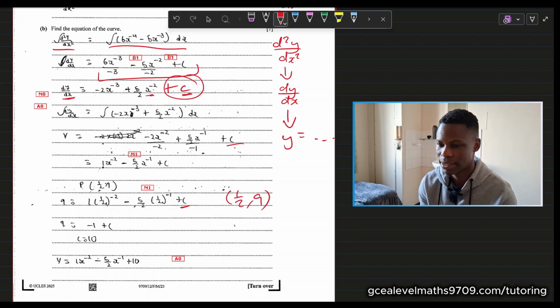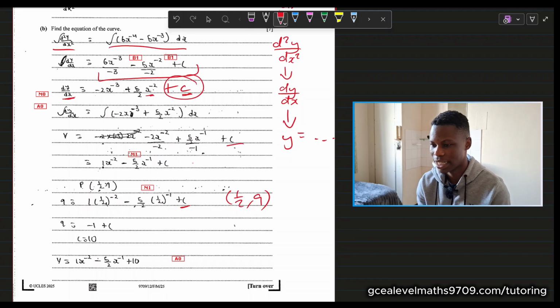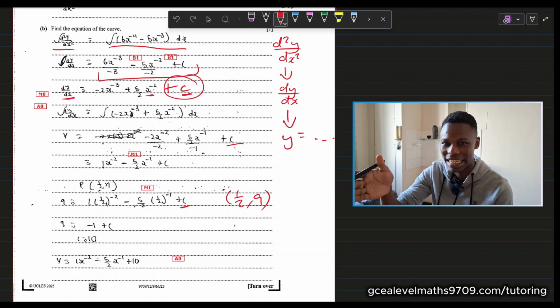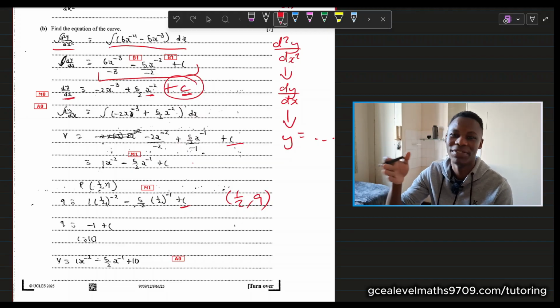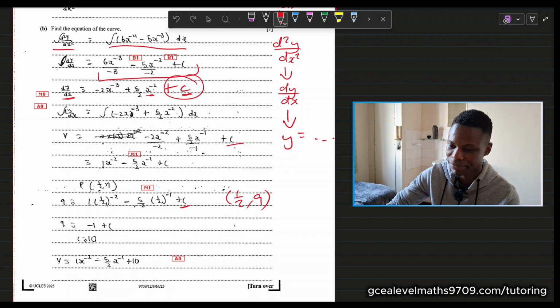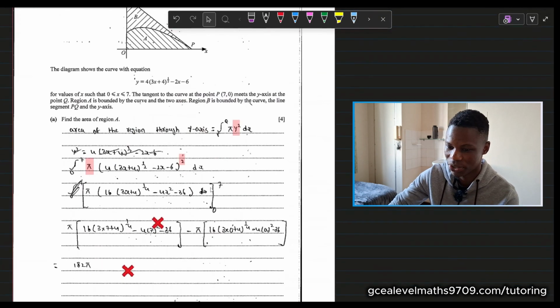It's just dropping the first constant that costs you there. And to be fair, it's a bit of a tricky question, because it's not every day that you're integrating from the second derivative to the first derivative, and then from the first derivative to the equation of the curve. But yeah, the constant costs you.